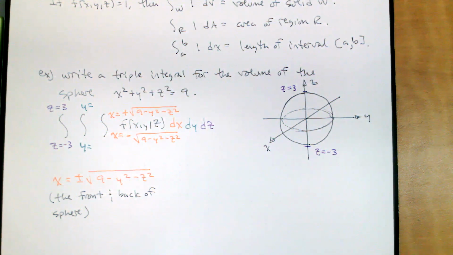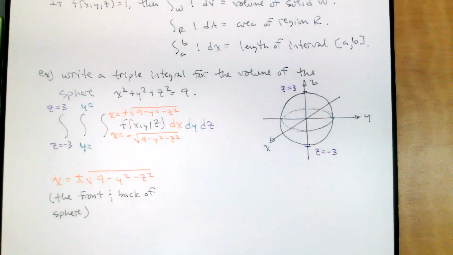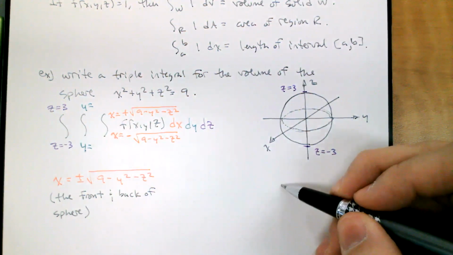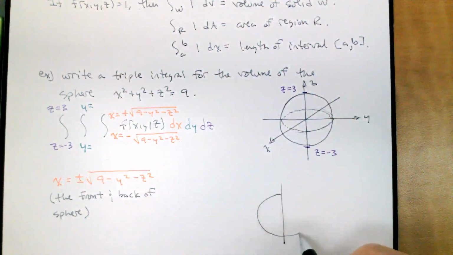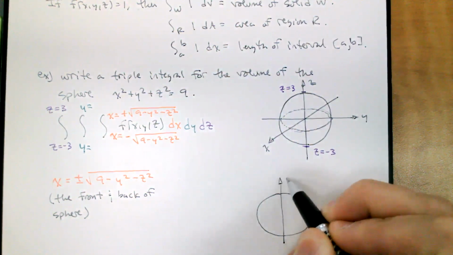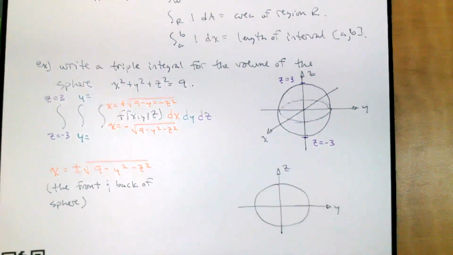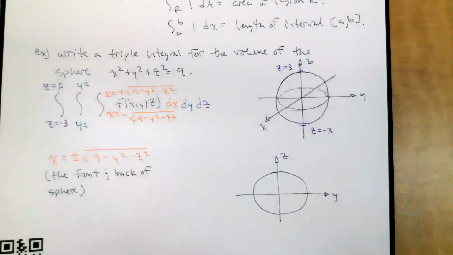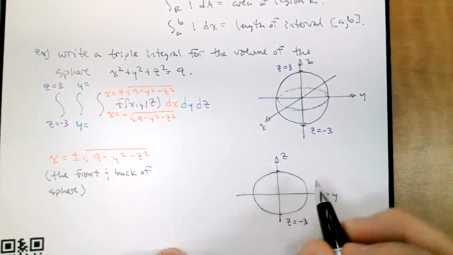we're going to look at what's going on in the YZ plane. X is taken care of. For x, we're looking for all the y's and z's that are going to be involved in this x calculation. So let's look at what's going on in the YZ plane. Always draw the circle first. So down here is where z is -3. Up here is where z is equal to 3.